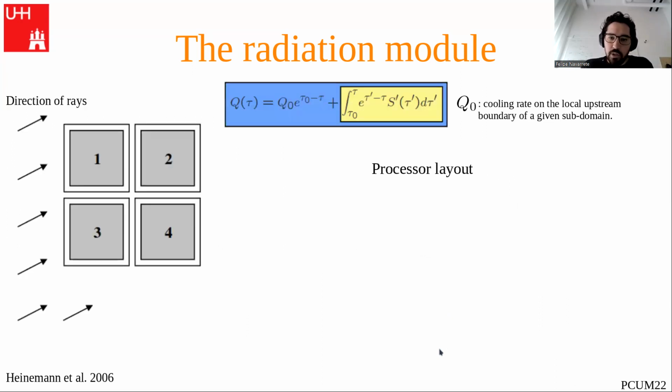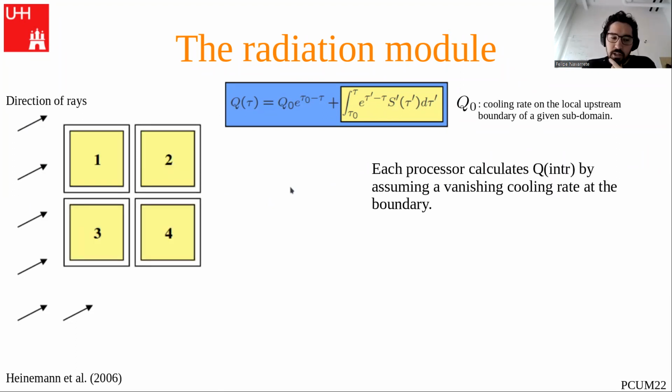Okay, so this is what I will illustrate now. This is all in the paper of Heinemann again. So this is the processor layout. So yes, 2 by 2. And this is the direction of the rays. And as I said, Q0 is the cooling rate on the local upstream boundary of a given subdomain. So first, the processors take care of their intrinsic solution. This is done in parallel, and they assume that there is a vanishing cooling rate at the boundaries.